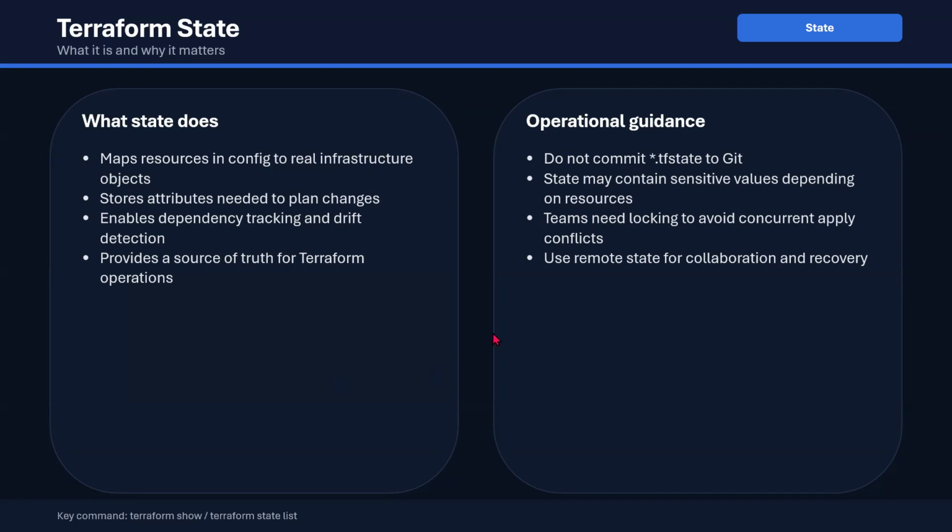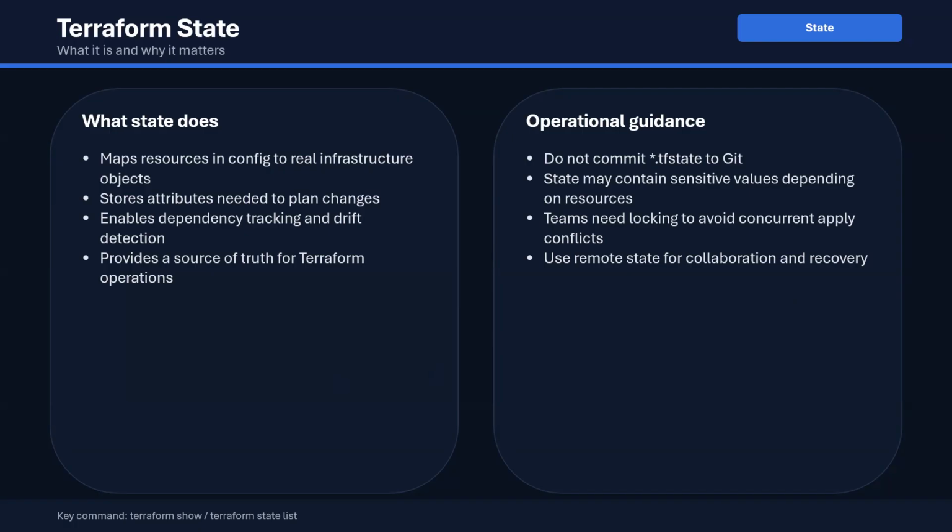So of course, never commit the tf state to Git, because it may contain sensitive data values depending on the resource. A good example is IP addresses. You don't want to commit the IP address of your resources to Git. Teams need locking to avoid concurrent apply conflicts. This is very, very important. We're going to save this.